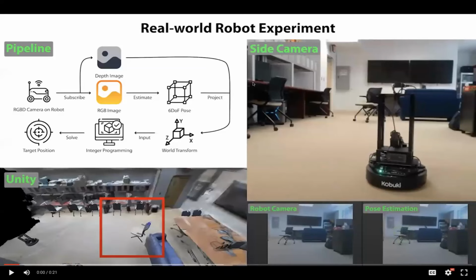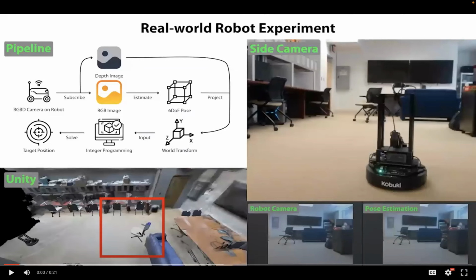So the top left is the pipeline, which we said before. This is a set camera, not the camera on the robot. Also, the left bottom is the Unity view. Here is the robot camera, and this is the real-time pose estimation result taking the robot camera picture as input.